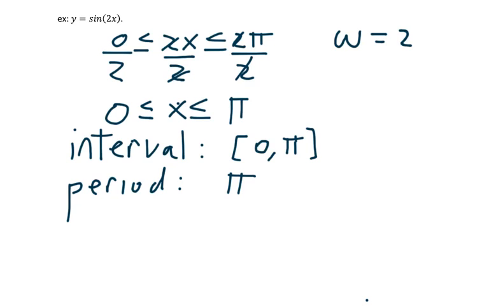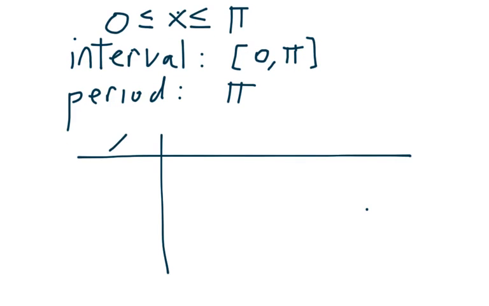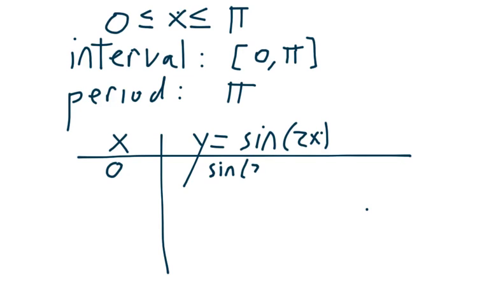Okay, so now what we're going to do is start from 0. We're going to add pi over 4, the period over 4. Let's make a table to illustrate what's happening. So this is our x. Here we have y equals sine of 2 times x. So we start at 0. Here, what's the y value? Well, the y value is just sine of 2 times 0, which of course is sine of 0, which is 0.